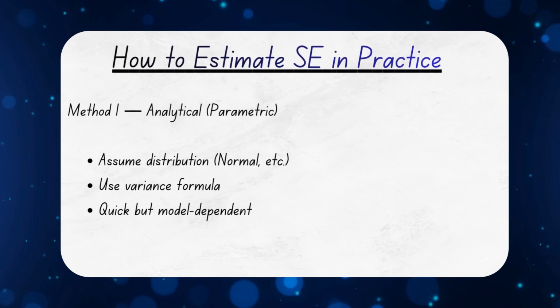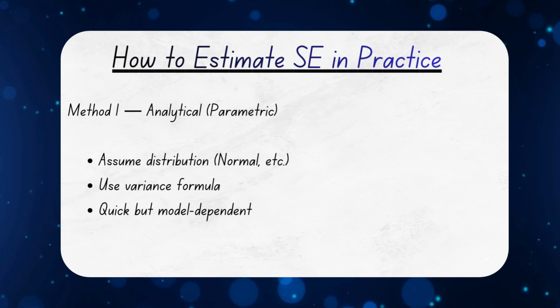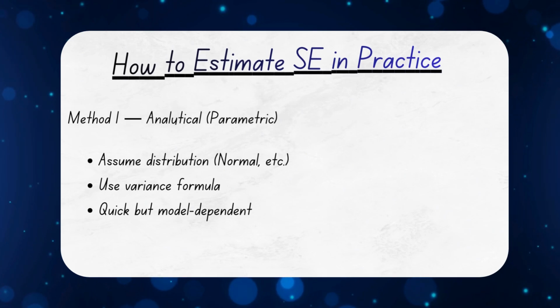In practice, there are different ways to calculate the standard error. If we assume a parametric distribution like the normal distribution, we can directly use the analytical formula. This method is quick but depends heavily on the distribution assumption.